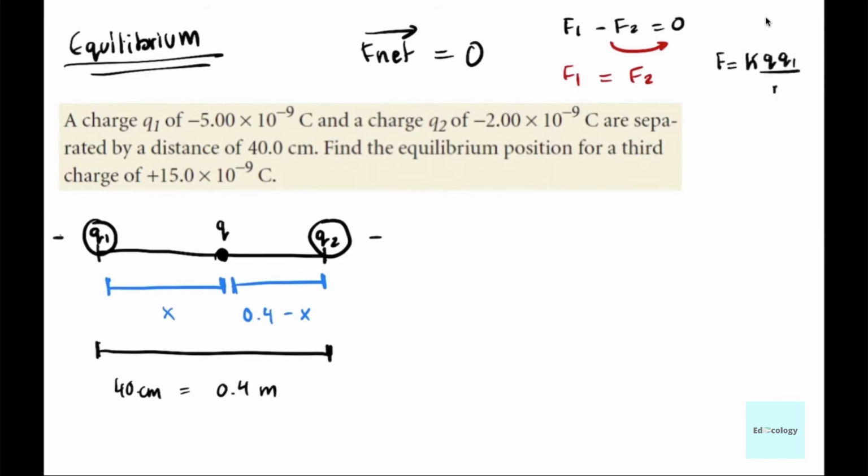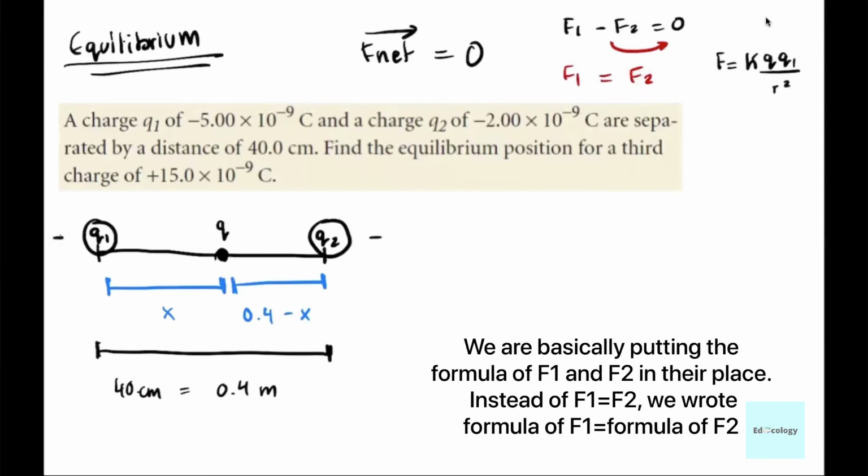So now that means that we know that F is equal to K Q1 over R squared, right? So basically what we're going to do is write this formula equal to the formula for F2. So F1 is K Q1 over R squared, which is equal to K Q1 Q2 over R squared. Now R squared here is represented by x and 0.4 minus x.